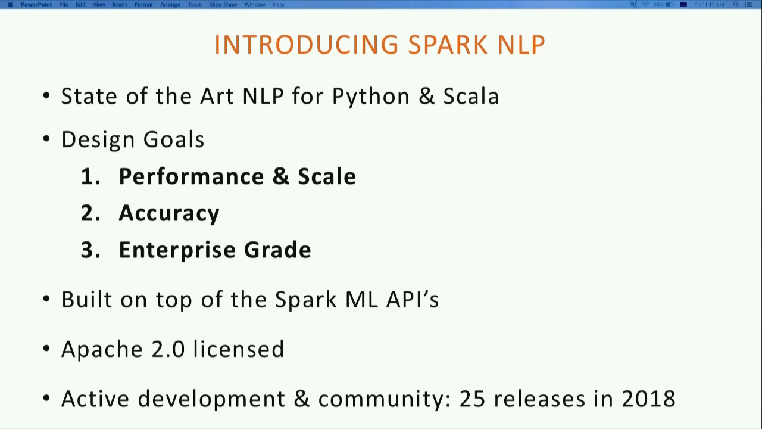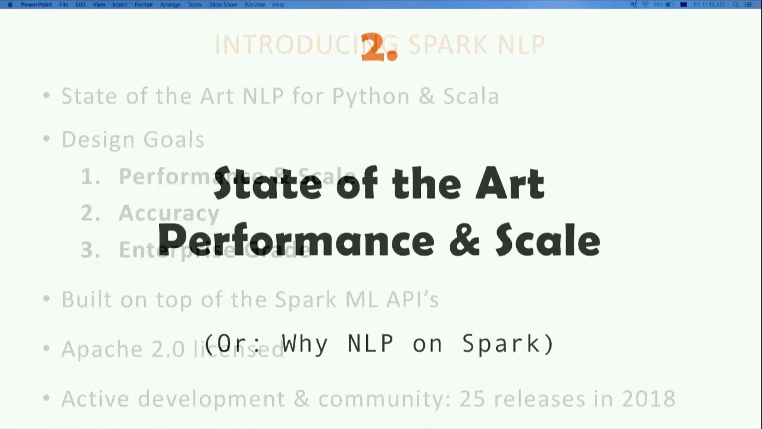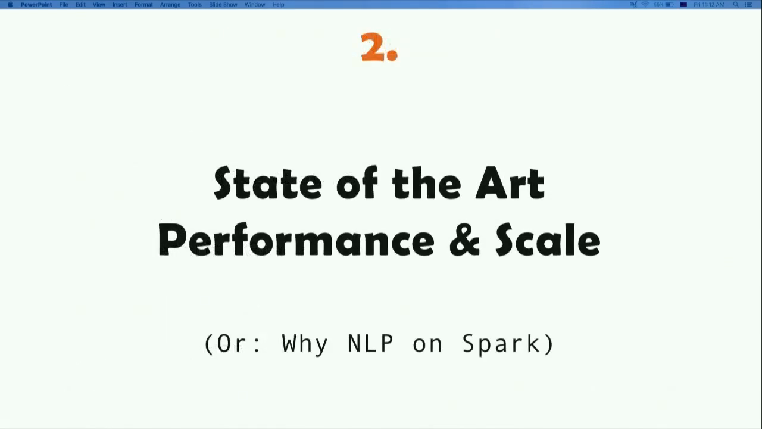It's Apache 2 license, right? So it's commercially free, open source, no asterisks. And it's definitely actively developed. There's a full team that's been paid to build it every day, and there's really been a good community. Just in 2018, there were 25 new releases. So really every 2 to 3 weeks, there's a new release with new functionality. So, questions so far?